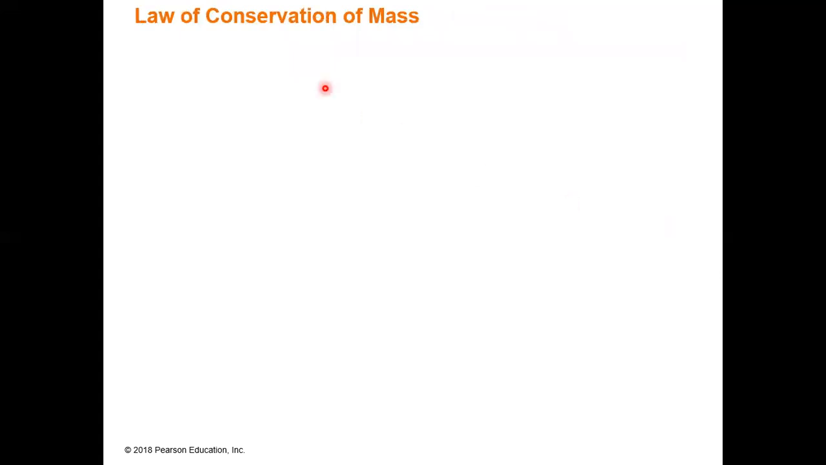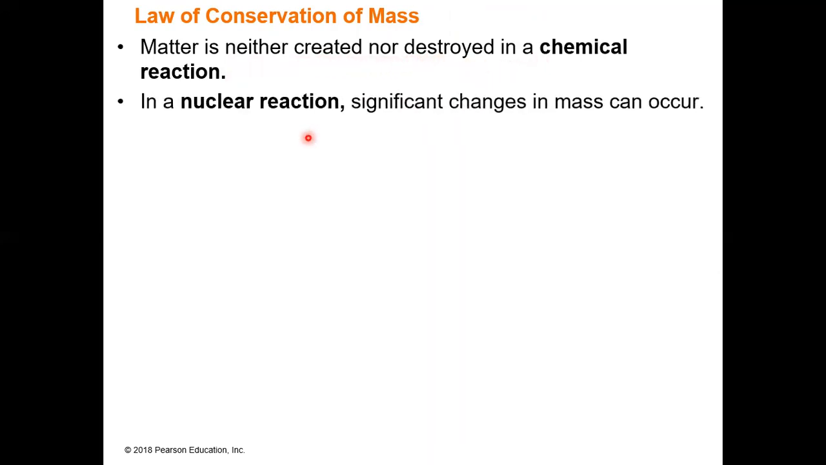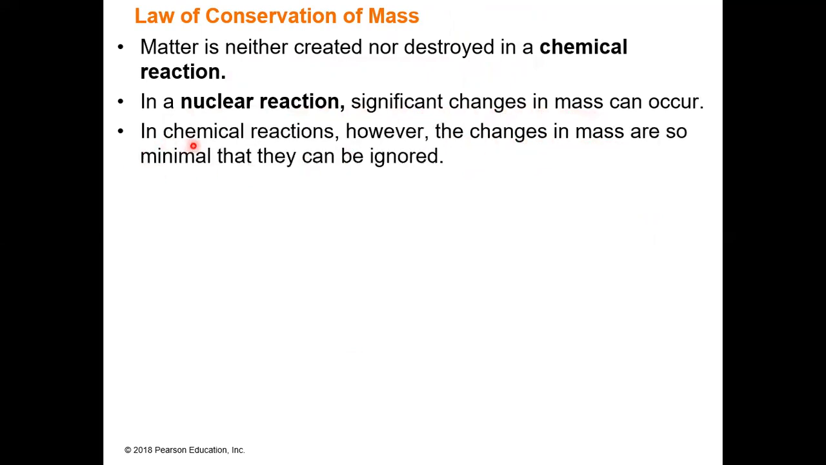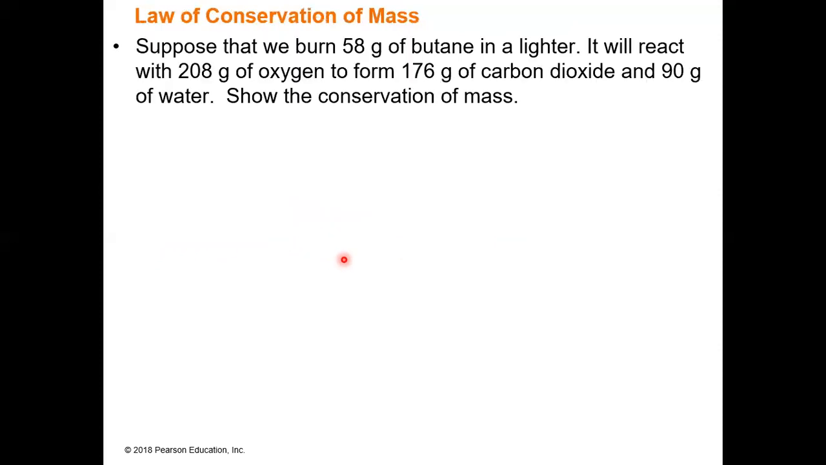The law of conservation of mass. Matter is neither created nor destroyed in a chemical reaction. In a nuclear reaction, significant changes in mass can occur. In chemical reactions, however, the changes in mass are so minimal that they can be ignored. During physical and chemical changes, the total amount of matter remains constant. That is the law of conservation of mass.